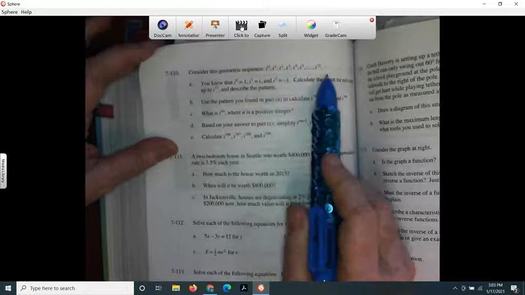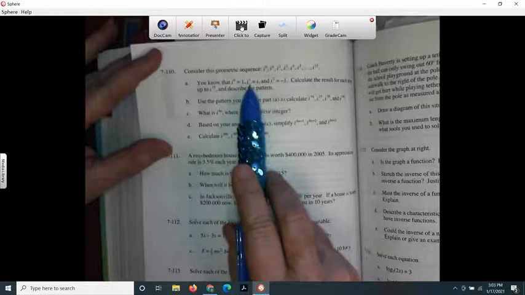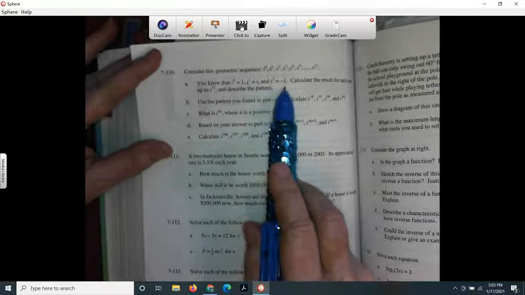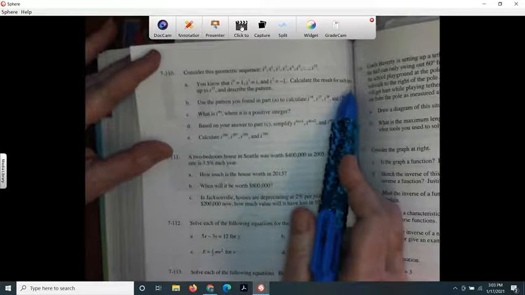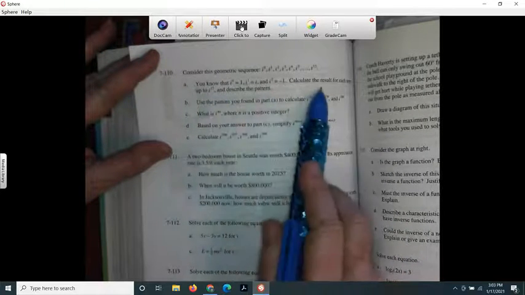You know that i to the 0 is 1, and i to the 1 is i, and i squared is negative 1. Calculate the result for each term up to i to the 15th and describe the pattern. So the best way to do that is just start with the first one and just go on down the list. I like to start out with the idea that we've been taught that i is equal to the square root of negative 1. We've been taught that last year.